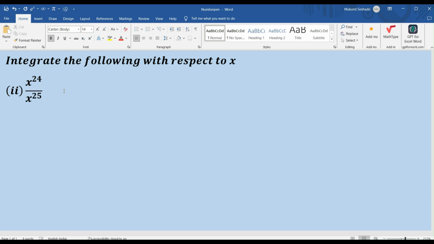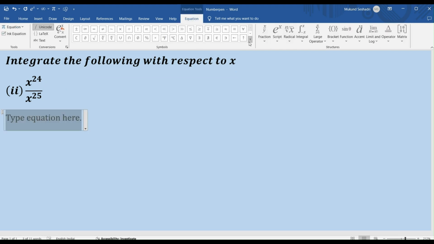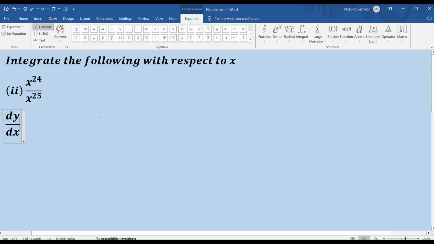So there we have the problem on our screen. Integrate the following with respect to x: x to the power 24 divided by x to the power 25. Whenever we've been given "integrate the following with respect to x," the function that's been given to us here is our dy by dx, and we've been asked to find y.